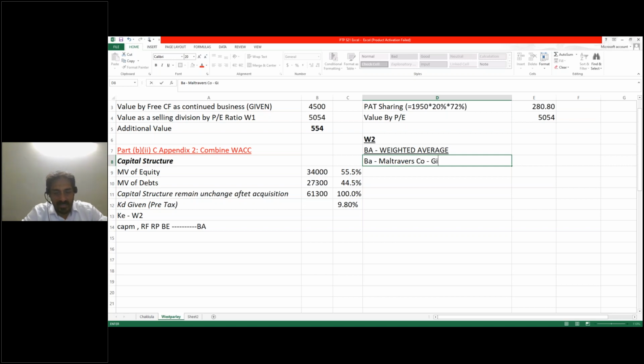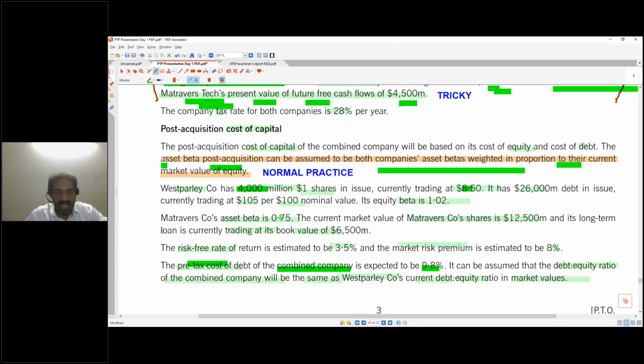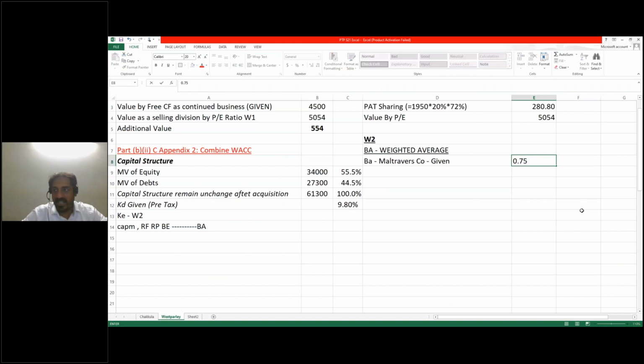That's given. How much is this? Do let me know. How much is the beta asset? 0.75. Very good.